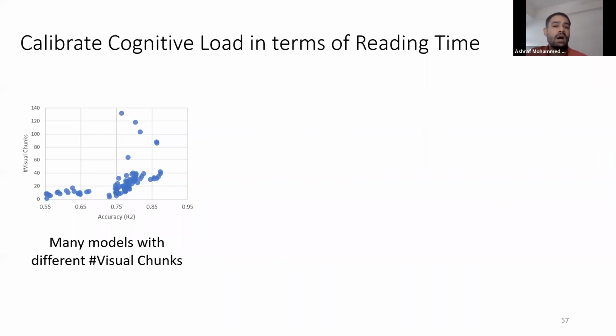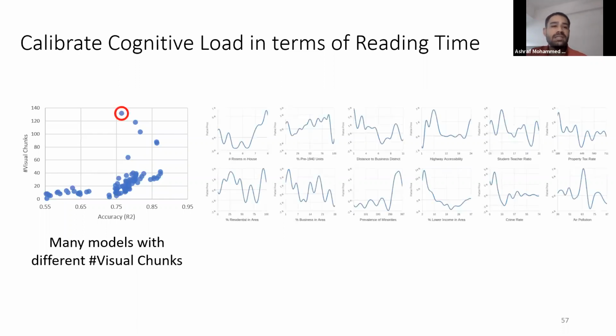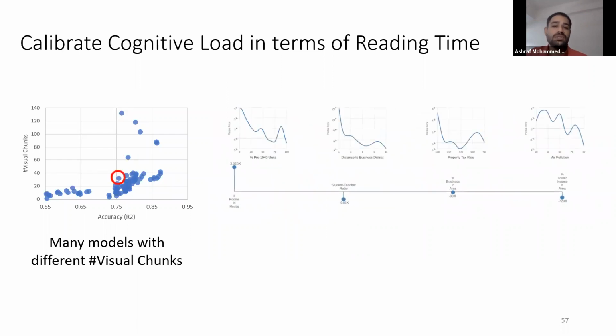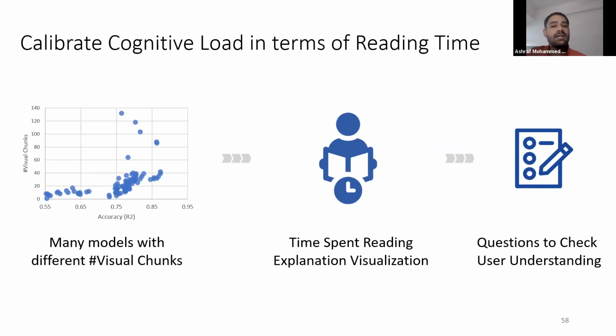So to calibrate it, we do a between subjects experiment where each user sees a different model. Some examples of these different models are, this is one of them, and there's another model which has a different number of visual chunks. So each user sees a different model and each of them has a different number of visual chunks. And then we ask the users to study the explanations for as long as is required. And we tell them that they will have to answer questions based on these explanations. The time that they spend reading this explanation is recorded. And finally, we ask them many different questions to serve as controls that check a user's understanding. More details of these questions are in the paper.